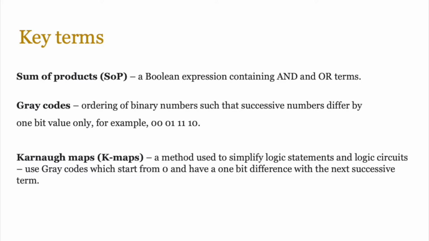And finally, KMaps, these are just a method for simplifying logic statements and logic circuits, and they use gray codes which start from 0 and have a 1-bit difference for the next successive term. And I cannot stress the importance of using gray codes. Try to memorize the process. It starts with 0 or 00, goes up to 01, then 11, then 10. That's the order. Remember that order for the headings and you will never get KMaps wrong in the exam.